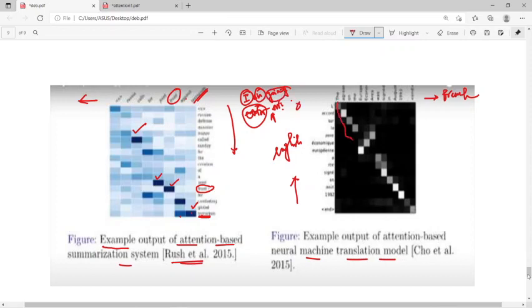So what will happen? The maximum values will lie on the diagonal, because this "I" will be matching with "I", this value will be matching with this value, and this with this. That means all the values lie on the diagonal. That is one example where, if we translate from one language to another language which are similar, the maximum values lie on the diagonal.